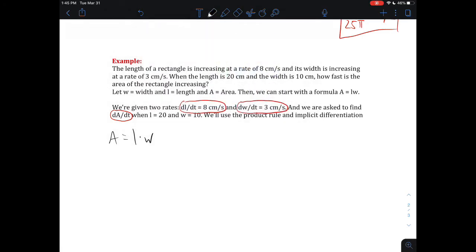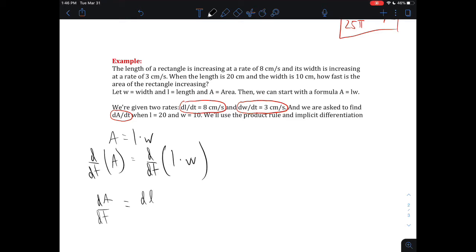We'll use the product rule and implicit differentiation. So I have to take the derivative of both sides with respect to an independent variable, which in this case again is time. Notice that on the right hand side, since I have L times W, I'm going to have to use the product rule. So this means dA/dt, the thing we're trying to find, is dL/dt, the derivative of the first function, times the second function, which is W. And then the product rule says I also need to add the derivative of the second function, so dW/dt, and then we multiply that by the first function.